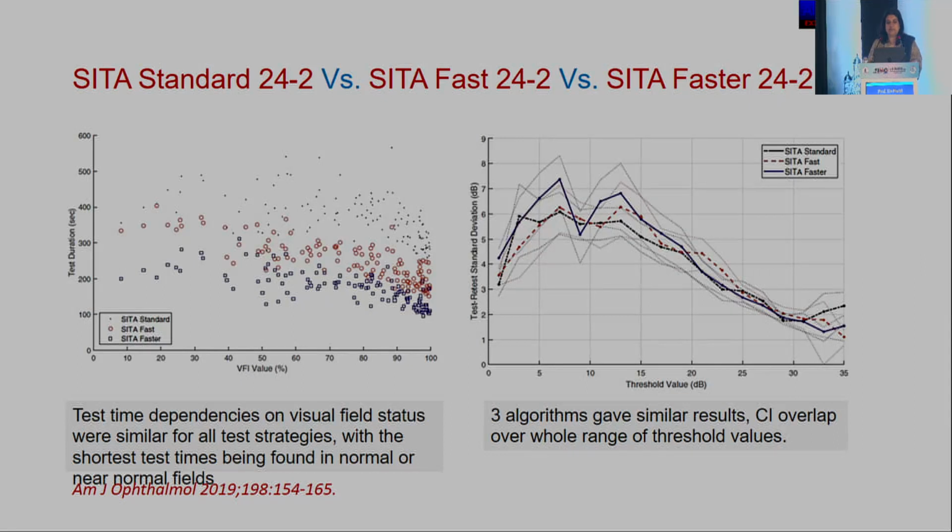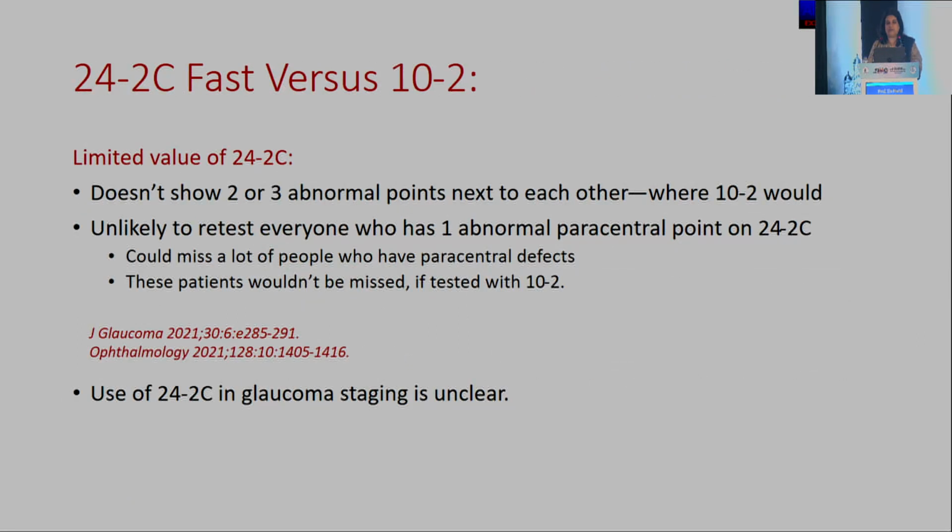The test time dependencies on the visual field status, as well as the results which the 3 algorithms gave, have been shown to be quite similar in several studies, and this was one of the major studies which showed that the confidence intervals overlap over a whole range of threshold values.